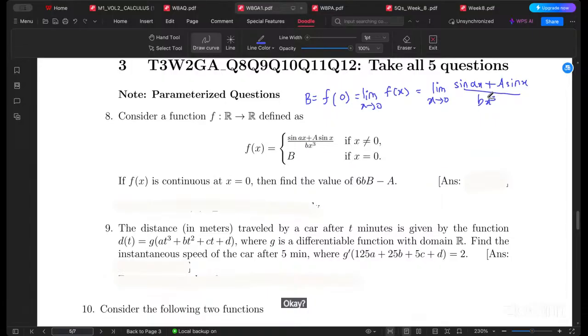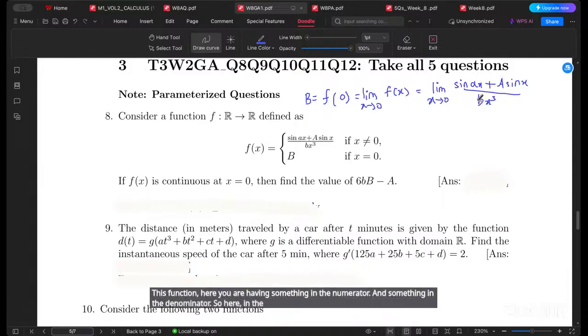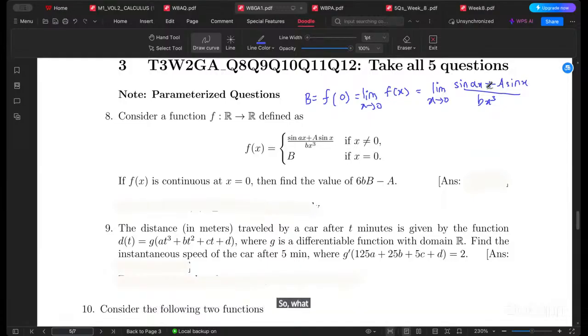Okay, the limit is the value of this function. Here you see that you have something in the numerator and something in the denominator. In the numerator you have sine ax plus a sine x. What happens as x goes to 0 for sine ax? It will go to 0. What about sine x? Again, it will go to 0. What about the denominator? It will also go to 0. Then it becomes 0 by 0. We should do L'Hopital's rule again.